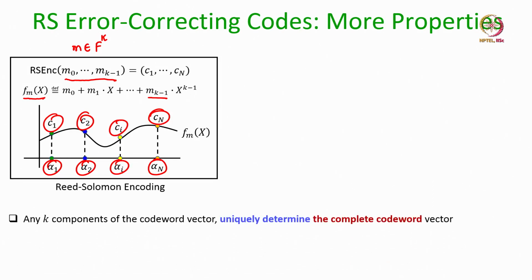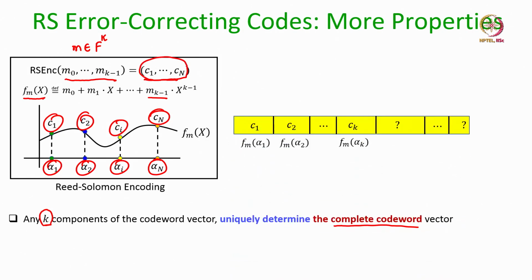Now, the first property that we require later in our domain extension protocol is the following. Any k components of this code word vector uniquely determine the remaining components of the code word vector. That means, you do not need the full code word vector to identify what exactly was the sender's message. Even if I give you any k components of this code word vector, and those k components need not be consecutive, they could be any subset of k components of this full vector, that will be sufficient to determine the remaining components of the code word.